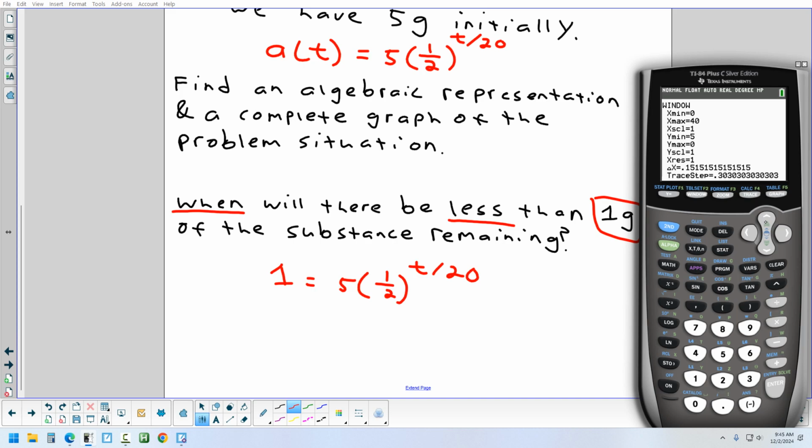And X is the number of days that have gone by. Let's go out to at least 4 half-life cycles. Just an estimate. How many days is it going to take to get through 4 cycles? It's going to take 80 days. So let's go up to 80. If that's not enough, we'll look a little further. I just messed up my window somehow, probably put a min bigger than the max. So 0 to 5. Okay, so there's our substance decaying. Are we going to get less than 1? Yeah, I think so.